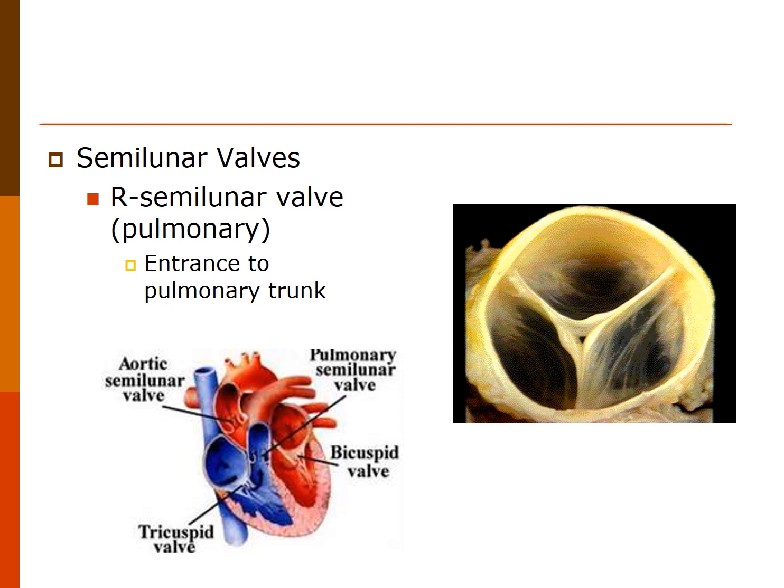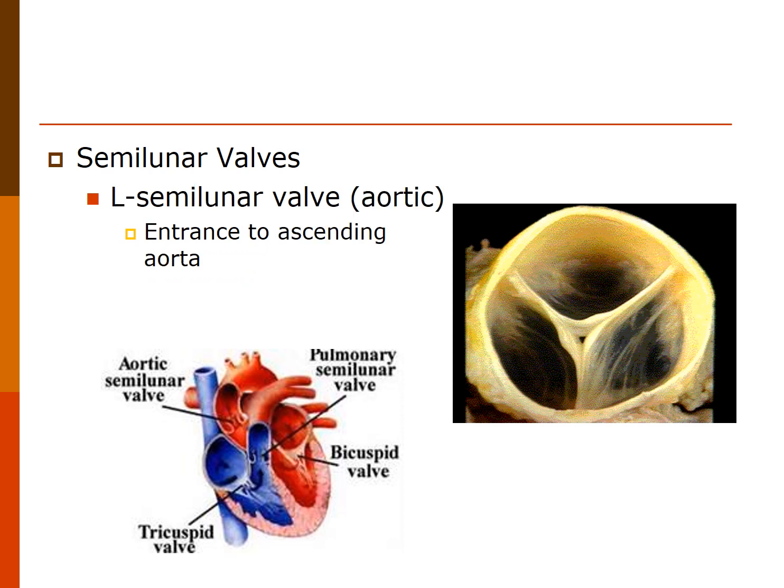When blood exits the heart, it goes through semilunar valves. These look like half moons. The right semilunar valve is also called the pulmonary semilunar valve. It's found on the entrance to the pulmonary trunk. On the left side, you'll find the aortic semilunar valve. It's found on the entrance to the ascending aorta.